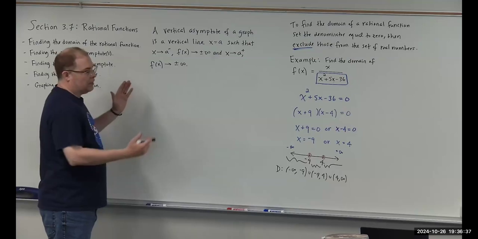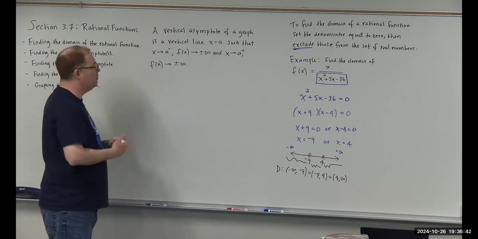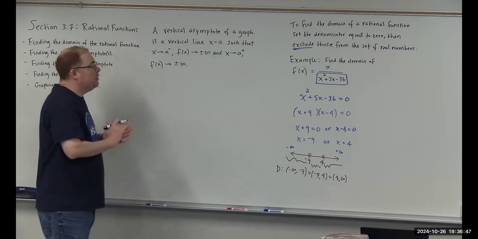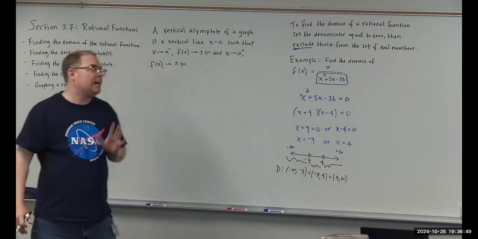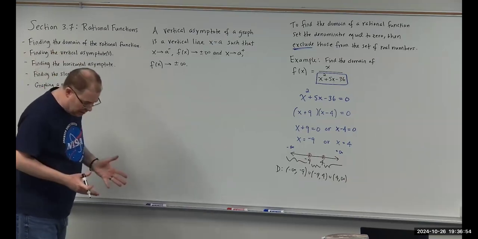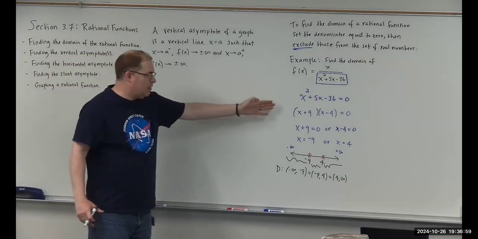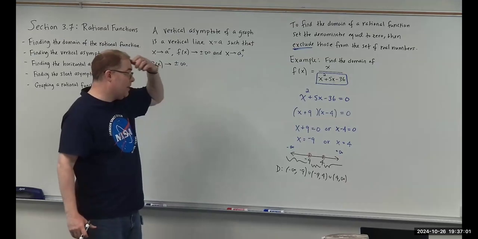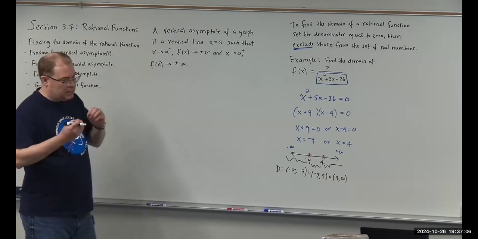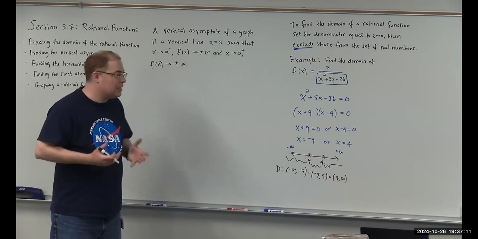And then depending on the function, it may go down to negative infinity, or it may go up to infinity. All right, so how do we find it? Very important: you have to simplify the function first. Then, kind of like what we did here, you set the denominator equal to zero, and the solution you get is going to be your vertical asymptote.